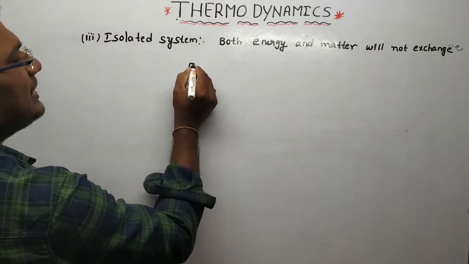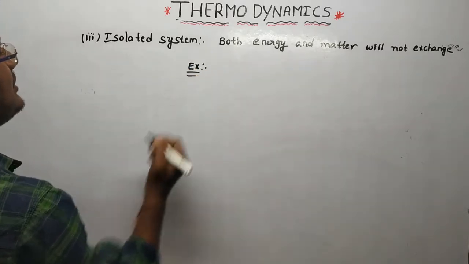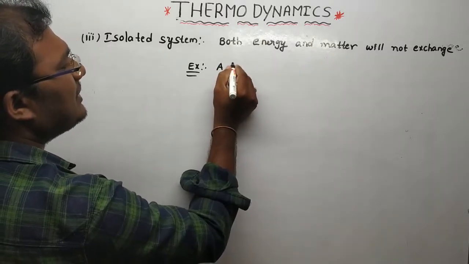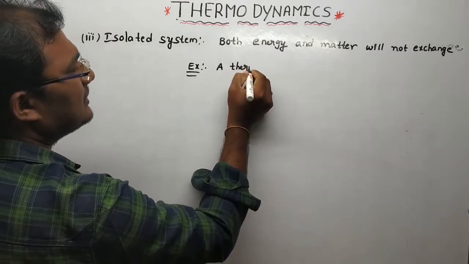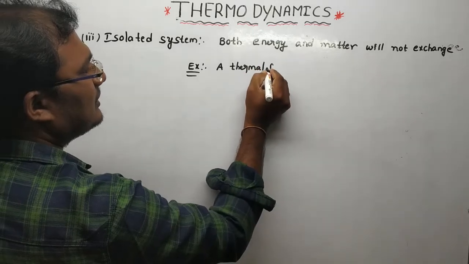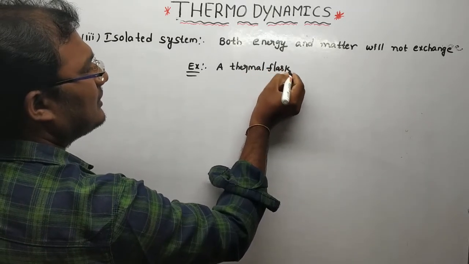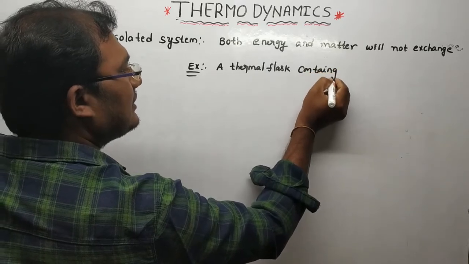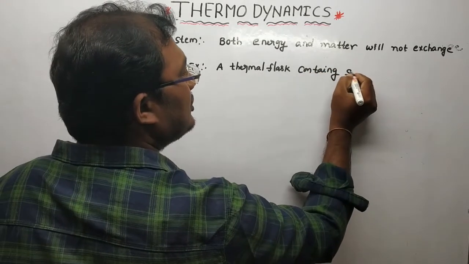For example, the best example for the isolated system is a thermal flask containing some fluid.